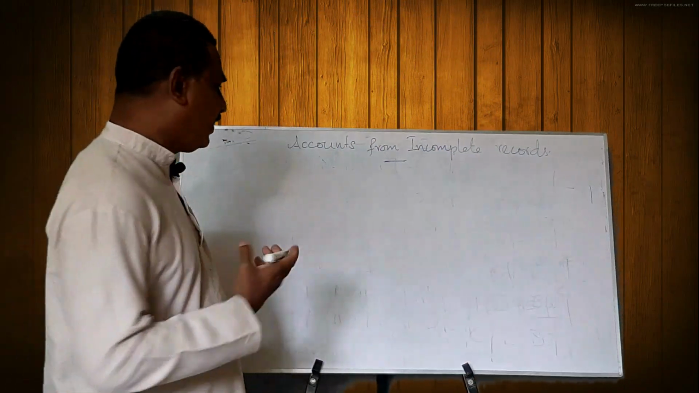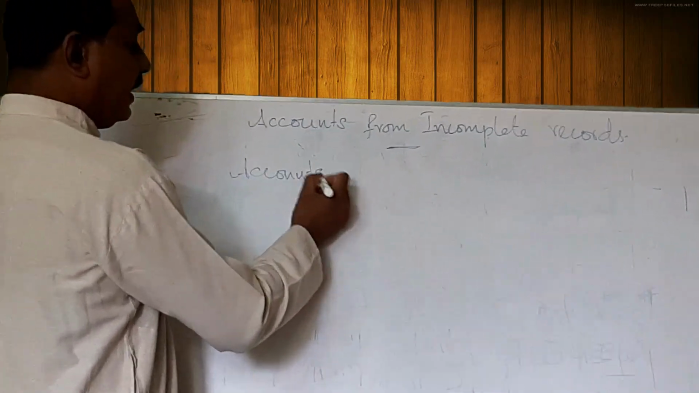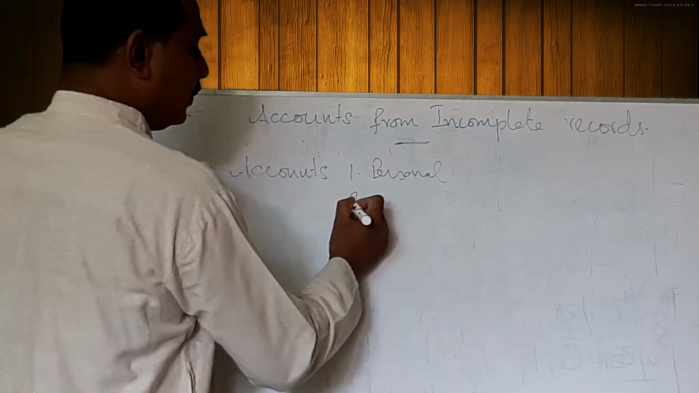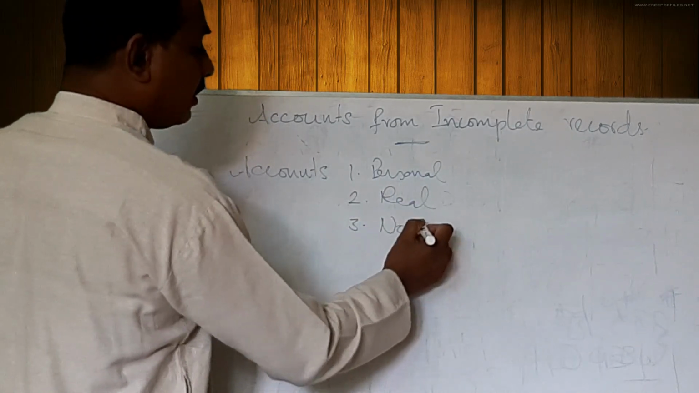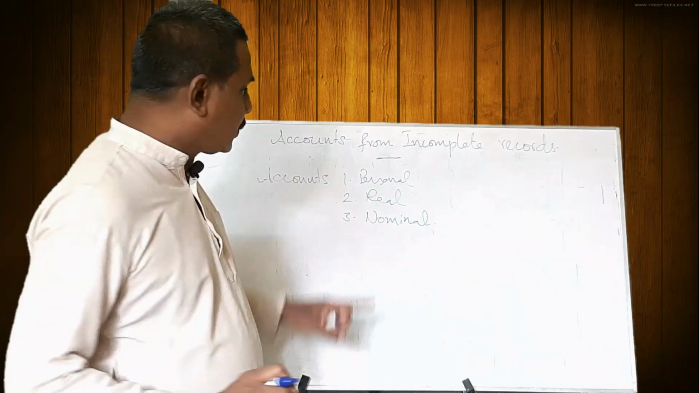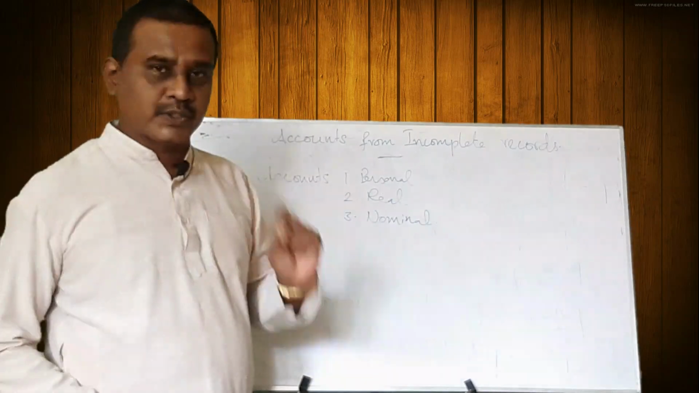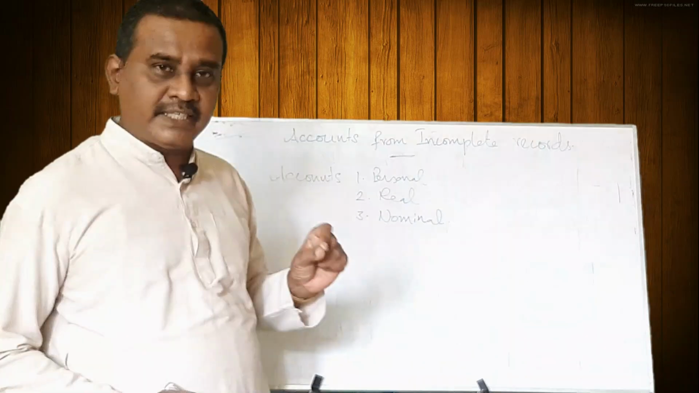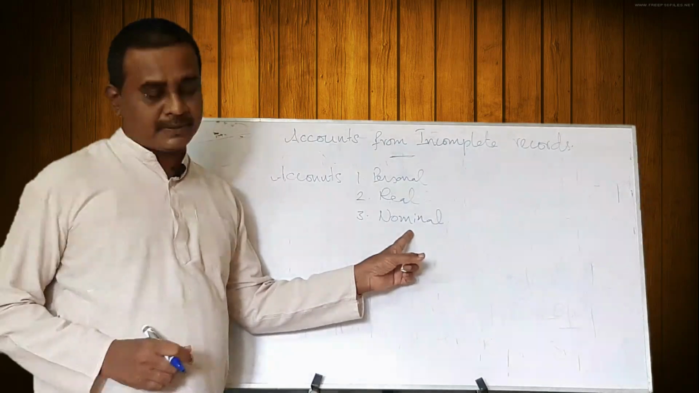Accounts are classified into 3, you know. What are they? 1. Personal. 2. Real. 3. Nominal. Accounts which are associated with persons are personal accounts. Accounts which are associated with assets are real accounts. Accounts which are associated with expenses and incomes are termed as nominal accounts.